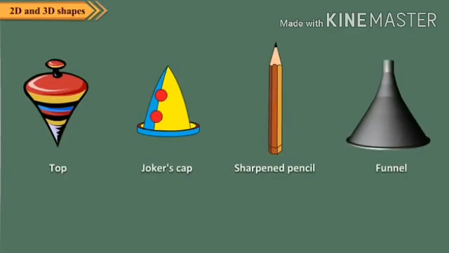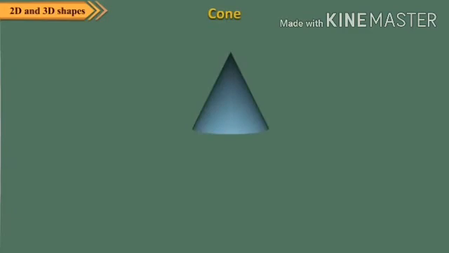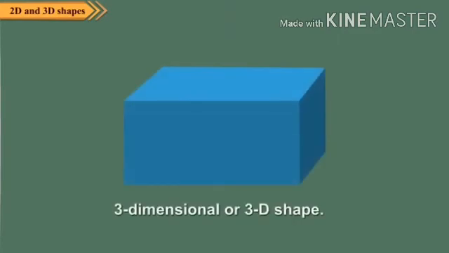Children, now look at these familiar objects. All these objects have the shape of a cone. A cone has 1 vertex and it has 1 curved edge. It has 2 faces, 1 curved face and 1 flat face. All solid figures have 3 different views: top view, front view, and side view.